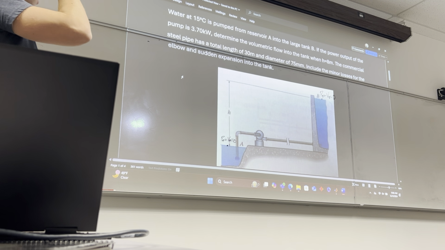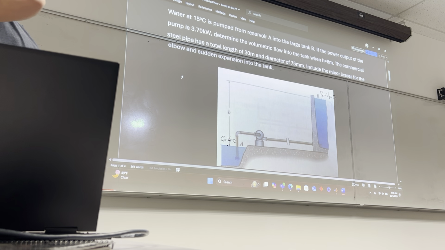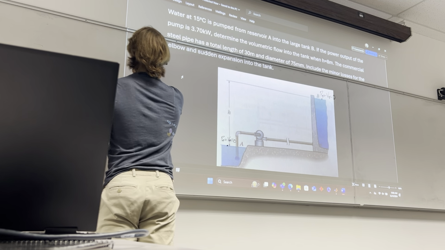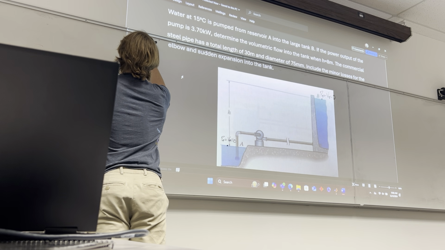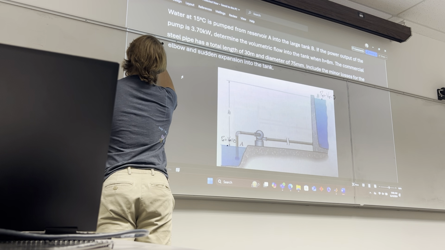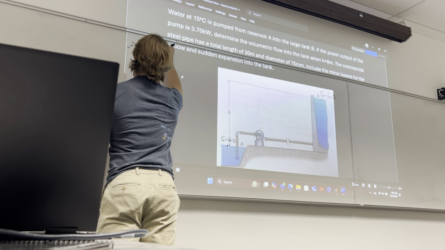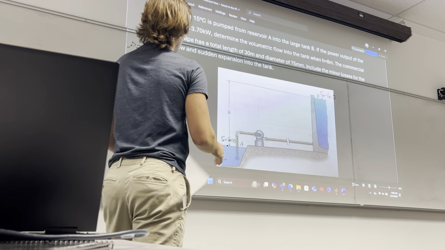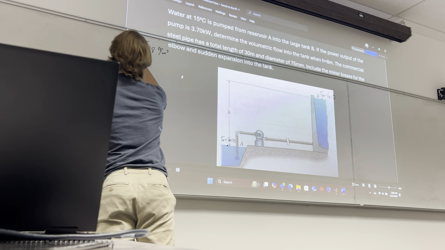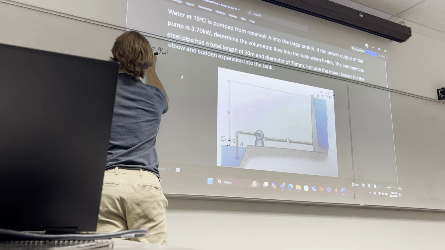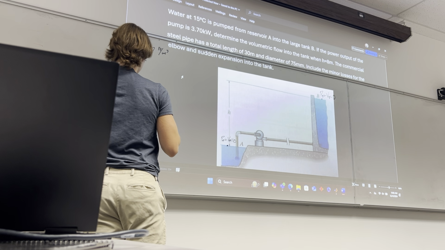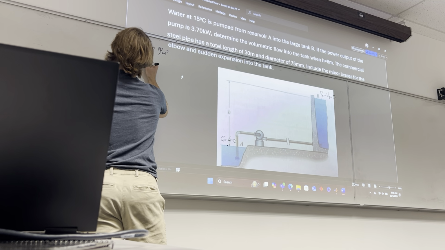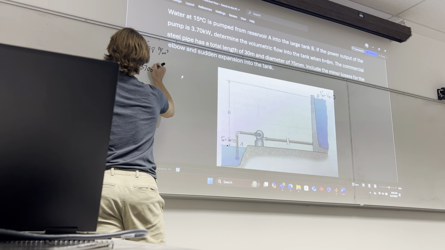I'm not even going to write the temperature. Like I said, it doesn't matter. It'll just affect our density and viscosity values. So we're going to say rho, we'll call it 998. All right, let's see what else we know. We know height H equals 8 meters. We know W dot is the power, 3,700 watts. I'll just convert it.